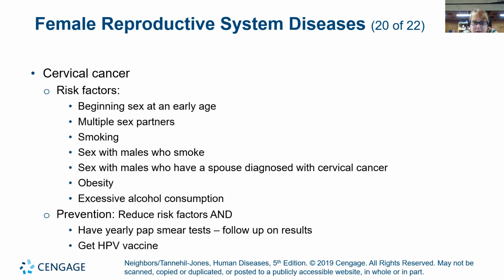So prevention, okay, is to reduce your risk factors. Obviously, the most important thing is have safe sex. Okay. This is why we have yearly pap tests. Okay. Because we are trying to eliminate cervical cancer and get the HPV vaccine.